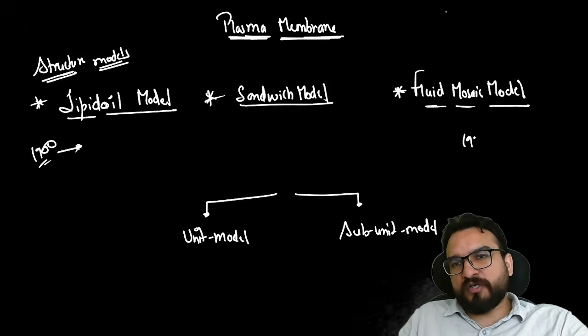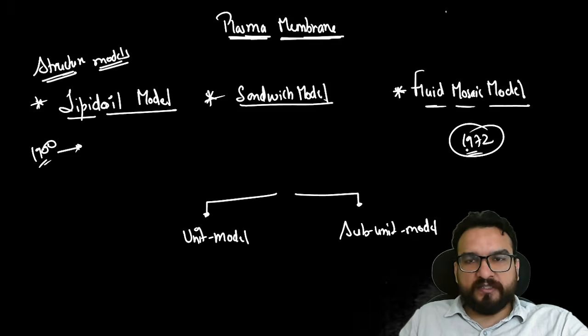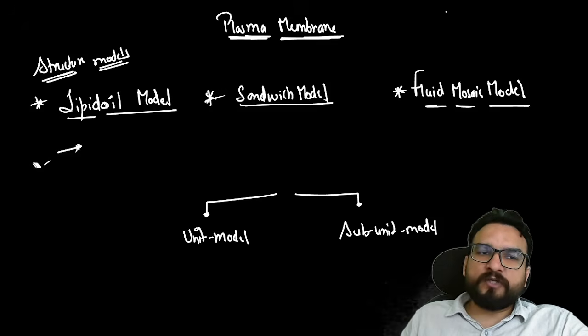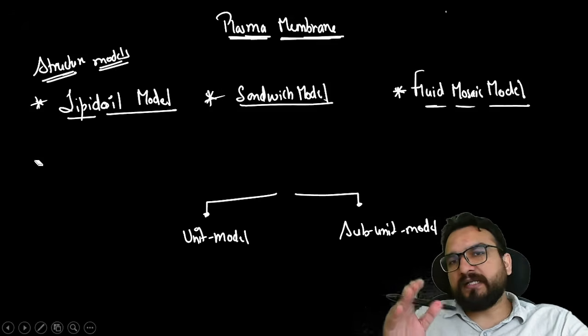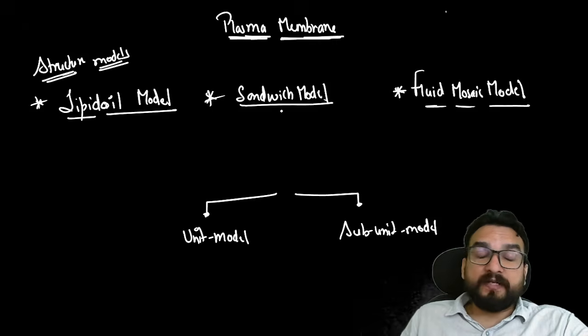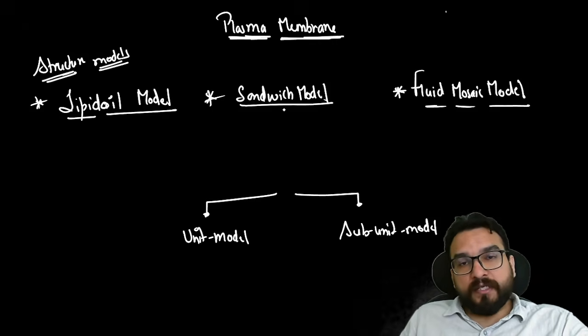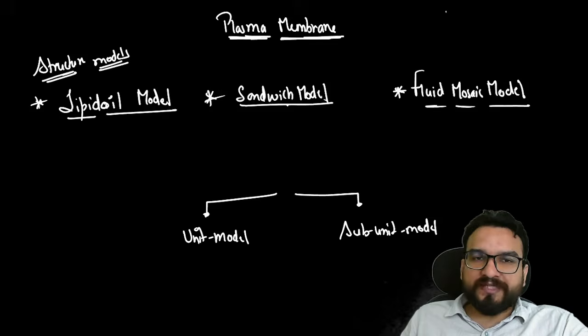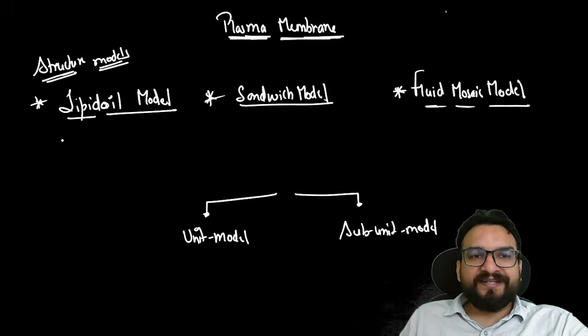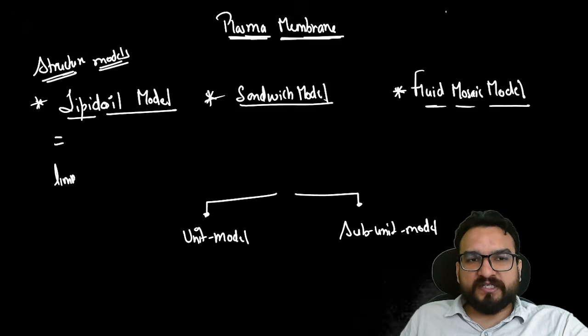And this fluid mosaic model, 1972, you will be finding, right? So time and date I'll be telling you, but all this is happening in the 20th century, 1900 to 2000. All right. So over here, one by one, we have to study these models and what they said in 2 lines, and what were their limitations. Basically, you have to understand.